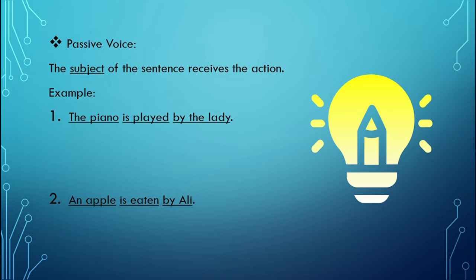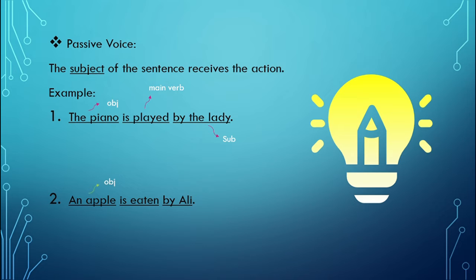In other words, subject is no longer active, but being acted upon. I'm going to use the same examples as in active voice to show you. Remember, the first example was the lady plays the piano, but in passive voice it will be the piano is played by the lady. If you look carefully, the lady, which was the subject, has taken the position, the place of the object. The main verb has turned into its third form, past participle form, and the object has taken the place of the subject. So it has become the piano is played by the lady.